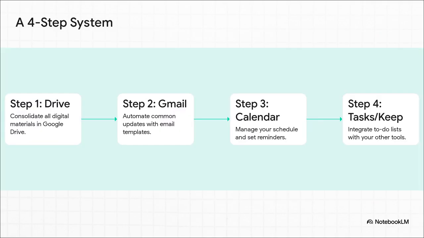So how do you actually do that? Well, it's a pretty straightforward four-step system. First, you get everything into one place in Google Drive. Then you start automating your emails with templates. Your calendar becomes your command center, and your to-do lists actually talk to your other tools. It's a complete, connected workflow that's built to save you time.